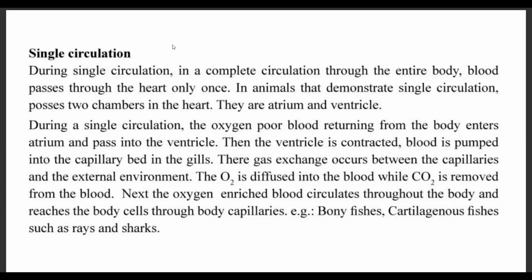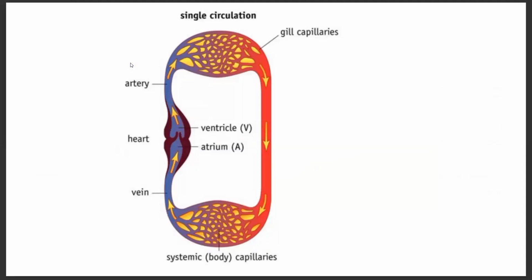Again, single circulation. During a complete circulation through the body, blood passes through the heart only once. So the animals that have this kind of circulation have only two chambers in their heart, one atrium and one ventricle. The deoxygenated blood is brought by the systemic capillaries or body capillaries into the atrium. Then the atrium passes that deoxygenated blood into the ventricle. The ventricle pumps blood into the gills.